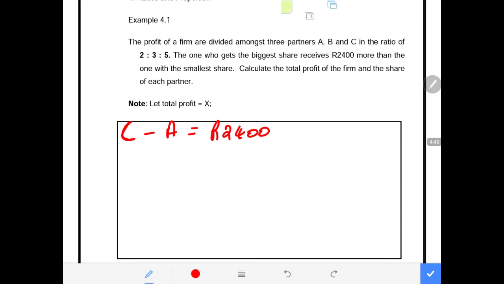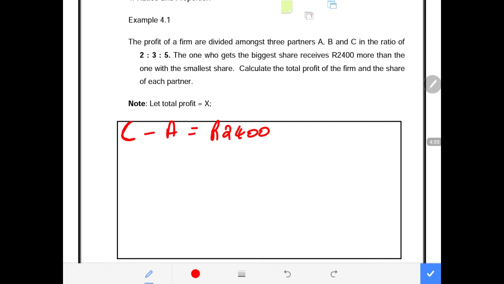And now we need to express this in the ratio that we are given, which is 2:3:5. So now we say how much partner A is sharing.